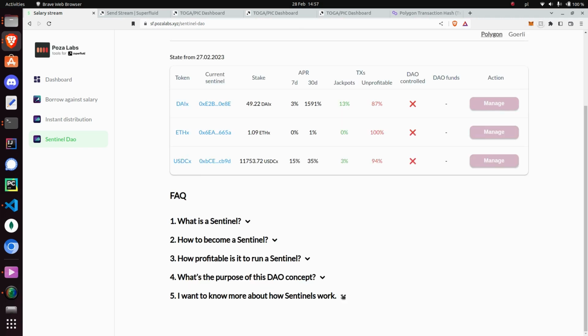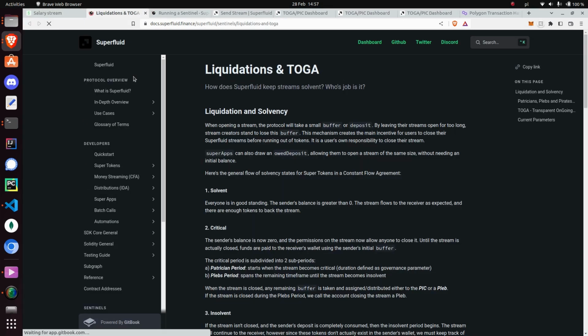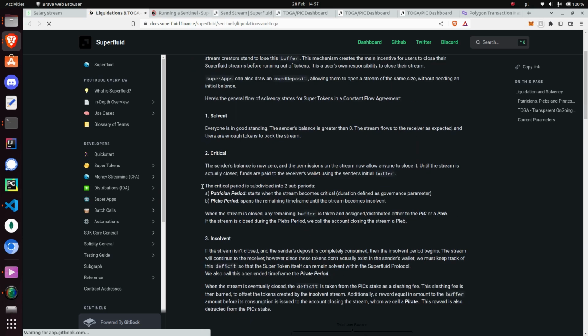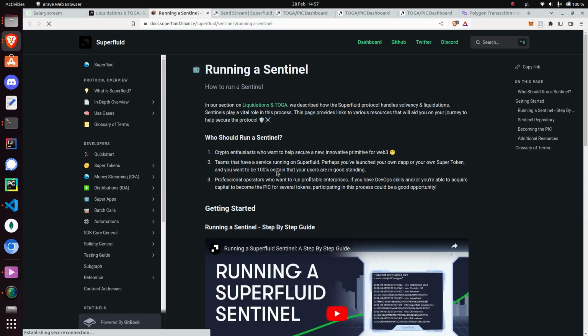And then finally, if you would like to know some more about how Sentinels work, maybe if you would like to set up your own Sentinel instance, here are some links to the Superfluid docs that you can explore, where the system of Sentinels and Picks and Pirates and Pleb and running a Sentinel unit is described in pretty in-depth detail.